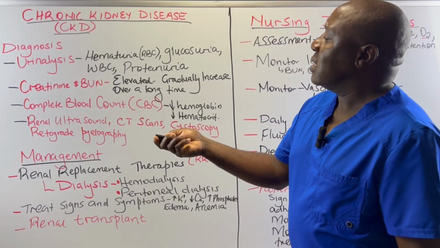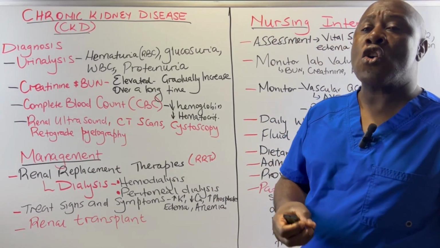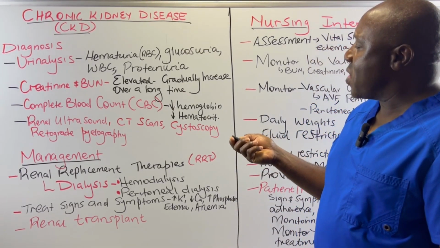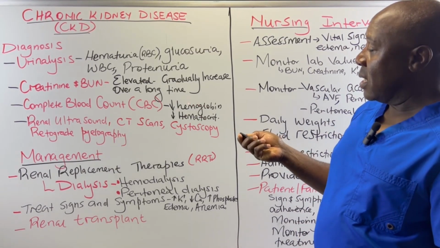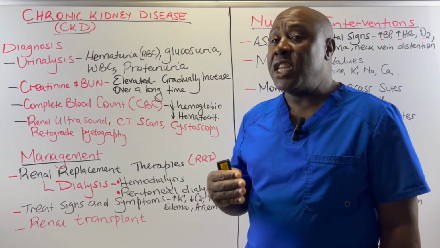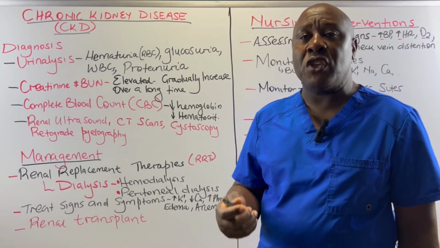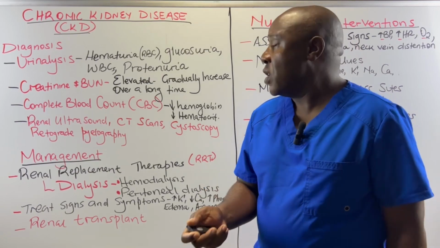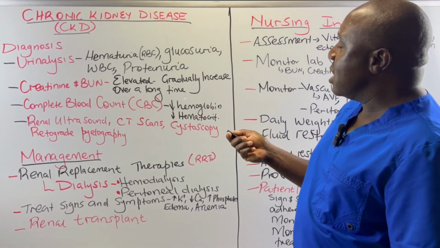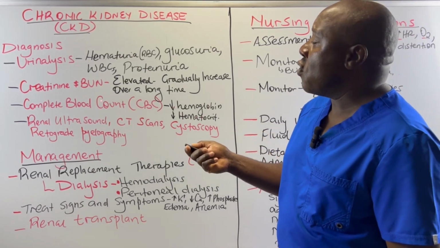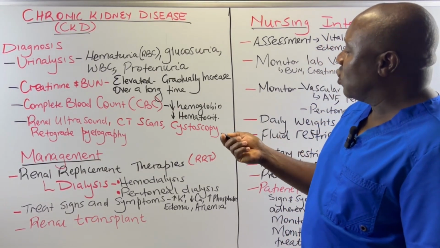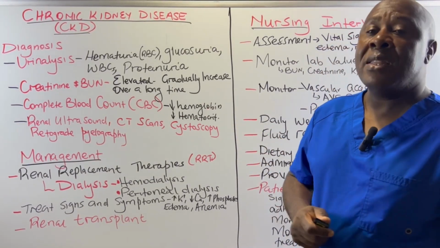Then we have got complete blood count or CBC. Now, in CBC, we are paying great attention to hemoglobin and the hematocrit. Remember, the kidneys are not producing erythropoietin, so there is no stimulation of red blood cell formation. So this will have an effect on the hemoglobin and the hematocrit levels of blood. So we are looking at the CBC levels with great attention to the hemoglobin and even the hematocrit.